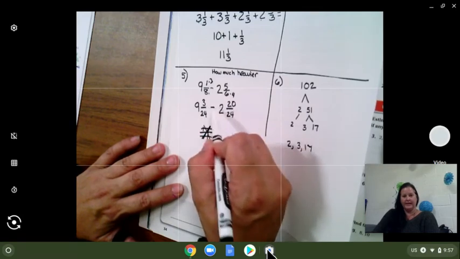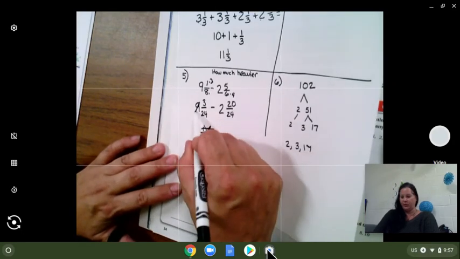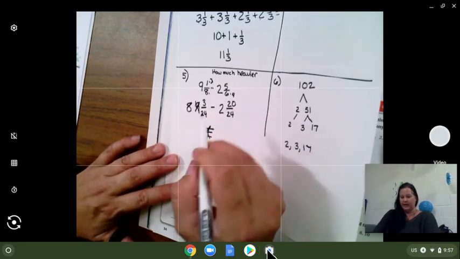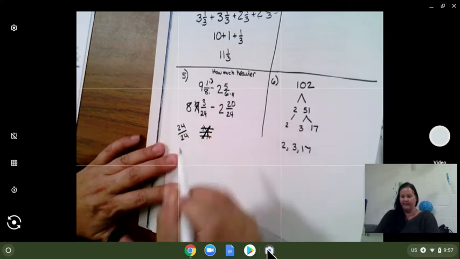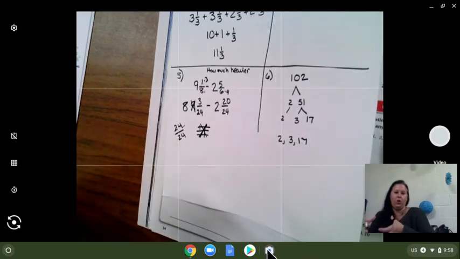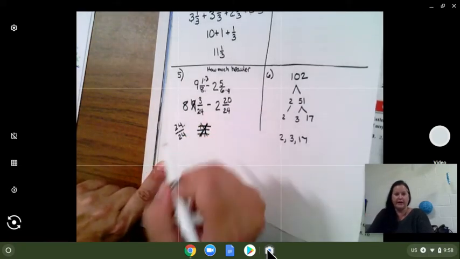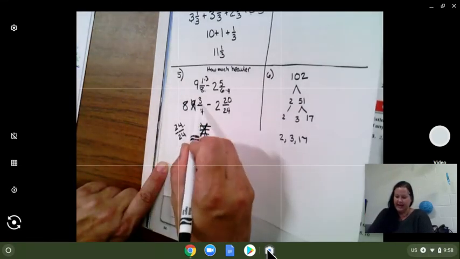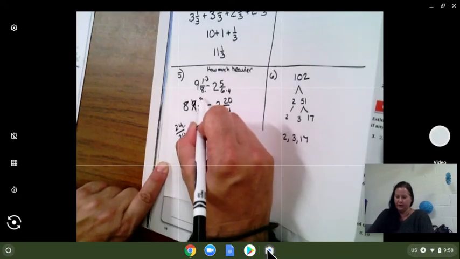So I can't take 20 away from 3, so I do need to regroup. And what I do is I take one of these whole numbers and I make it into a pi. Remember that when you have the same number in your numerator and your denominator, that's like one whole, right? So we're going to take that 1 pi, break it into 24 pieces, and add that 24 pieces to the 3 pieces. So we have 3 plus 24. That will give us 27.